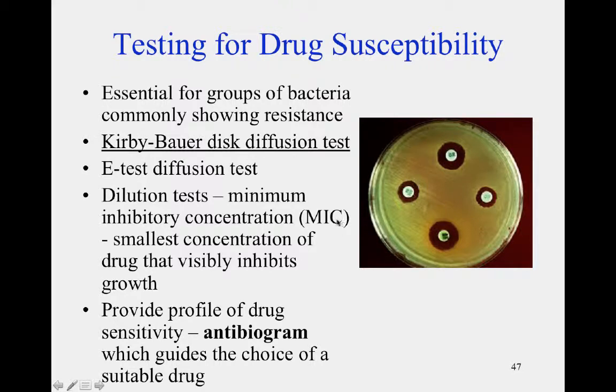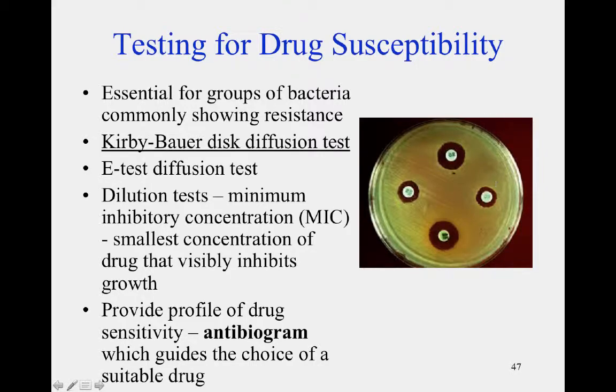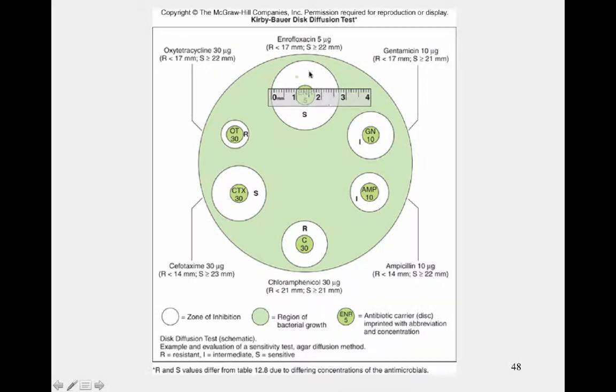Also, to look for the minimum inhibitory concentration, the E-test is very similar. So this would determine the smallest concentration of drug that would inhibit that pathogen. And an antibiogram would be a profile of drug sensitivity. So this would allow the clinician to determine what we should actually treat the patient with. So like I mentioned from this image here, when you set up the Kirby-Bauer, you would actually look at the zone of inhibition around each antibiotic to determine which is the most effective. And the larger that zone, the more effective.